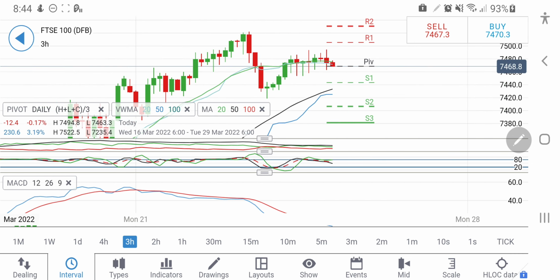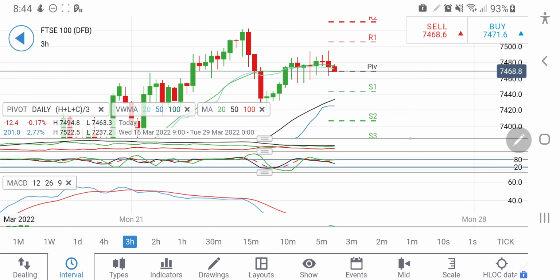It is describing the same story. But yes, if it breaks below 7450, I will recommend you to go short. The supports here are very nearby, 7440, 7420, and if it breaks 7420, you can expect that it is going to break strongly on the downside.